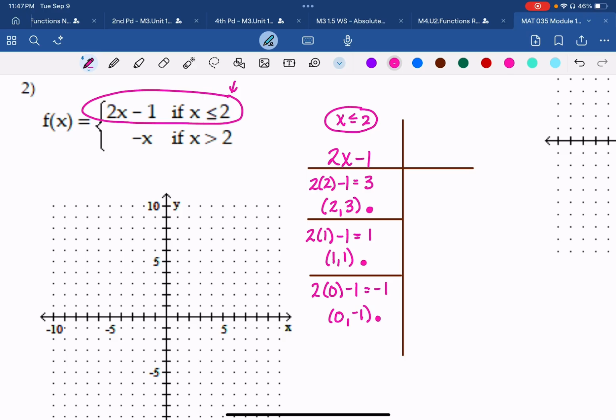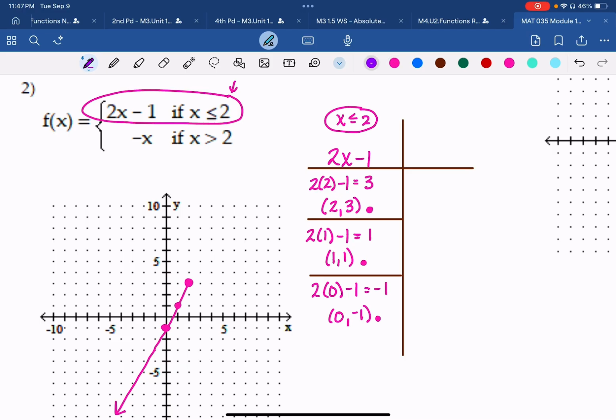Now I'm going to graph these. So I've got (2, 3). I've got (1, 1). (0, negative 1). Make sure when you graph them and connect your dots that you're connecting them on the right side. This isn't going to keep going forever in both directions. We started at x equals 2 and we're going in that direction. Okay, so that's your whole graph for that piece.